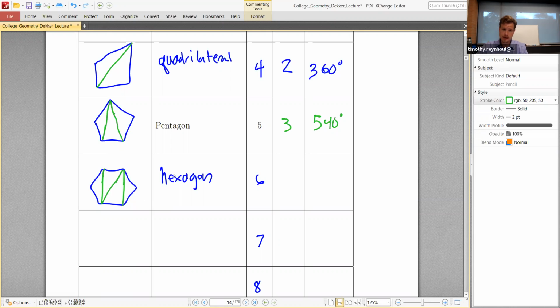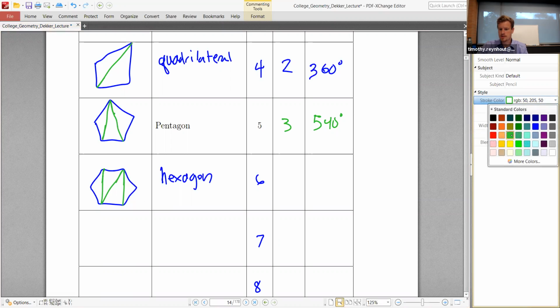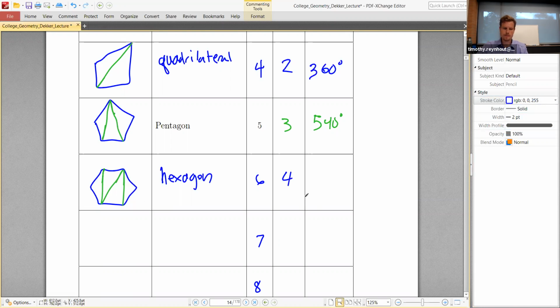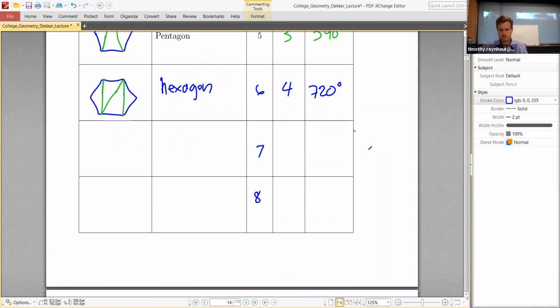Excellent. So my hexagon has been split into 1, 2, 3, 4 triangles. Again, these triangles have vertices which are the same vertices of the hexagon, and there are 4 triangles. So adding up the interior angles of the hexagon is the same as adding up the interior angles of the 4 triangles. And that would give us 4 times 180, which would be 720 degrees. And again, these last two, I leave for you.